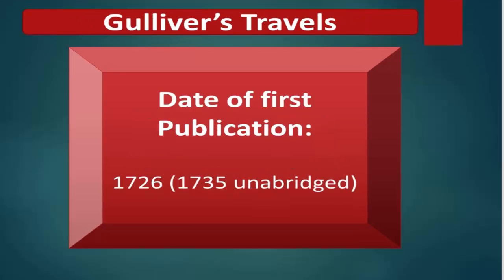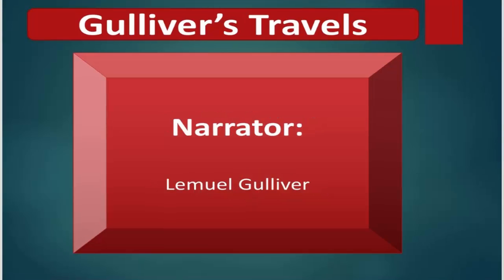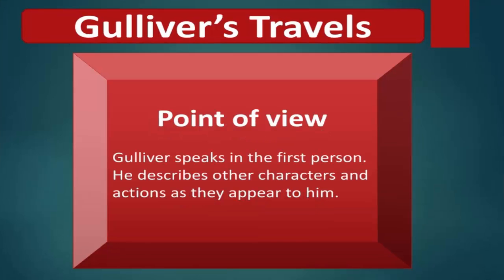Date of first publication: 1726 or 1735, abridged. Publisher: George Faulkner, abridged, 1735. Narrator: Lemuel Gulliver. Protagonist: Lemuel Gulliver again. Point of view: Gulliver speaks in the first person. He describes other characters and actions as they appear to him.